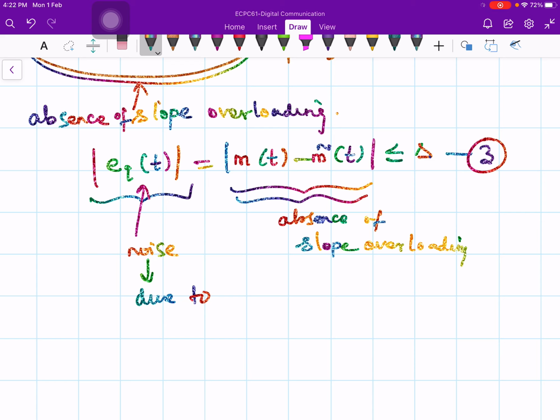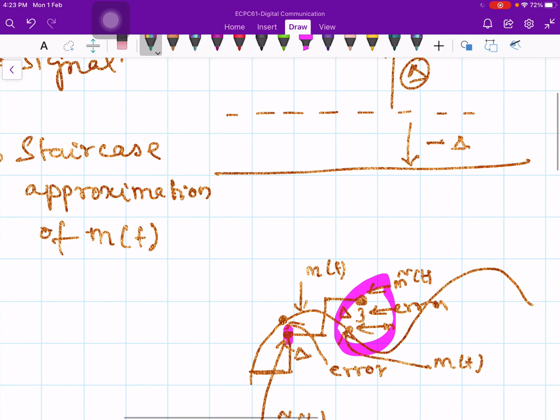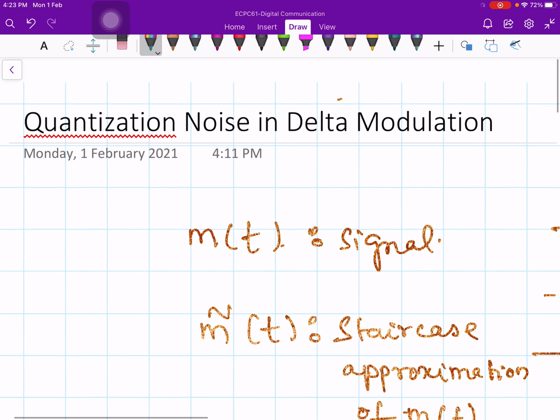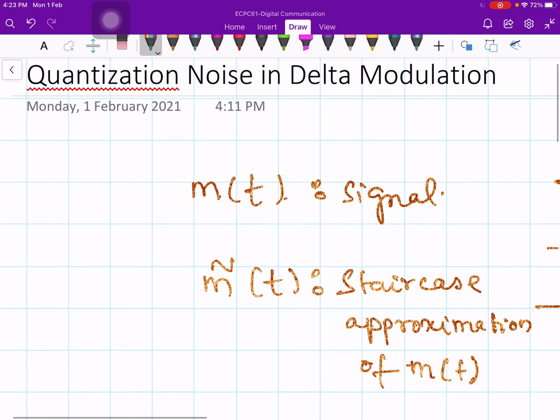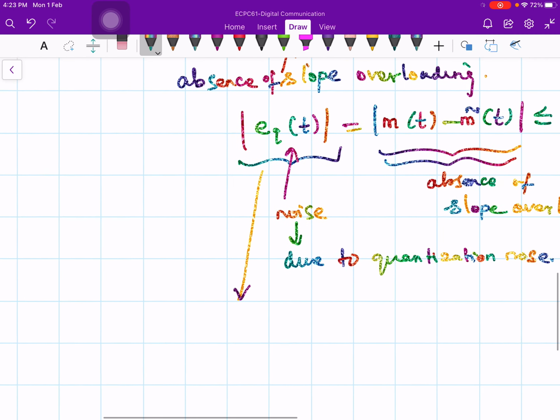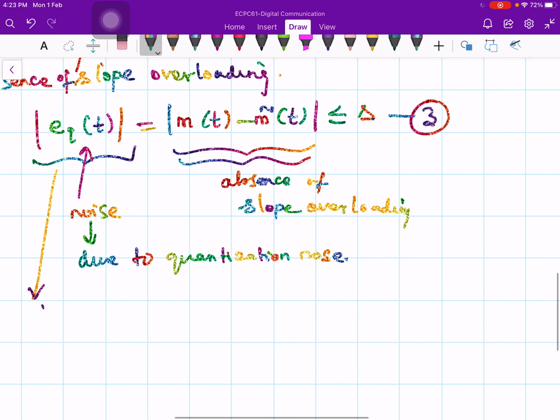Or let me call it quantization noise, because you are taking the round off value between the step size and the actual value. So for this quantization noise, you will have to make some assumptions. Our objective is to find out the noise power in the delta modulator and the signal power in the delta modulator. This is the topic of this lecture. So we need to find out the noise power, and then the signal power. This is a noise term, and from this noise term I need to find out the noise power.